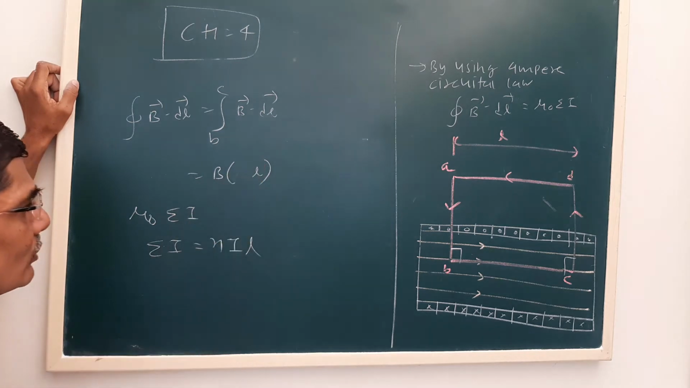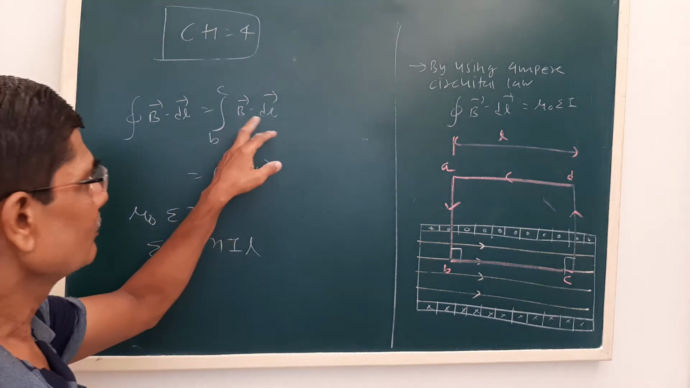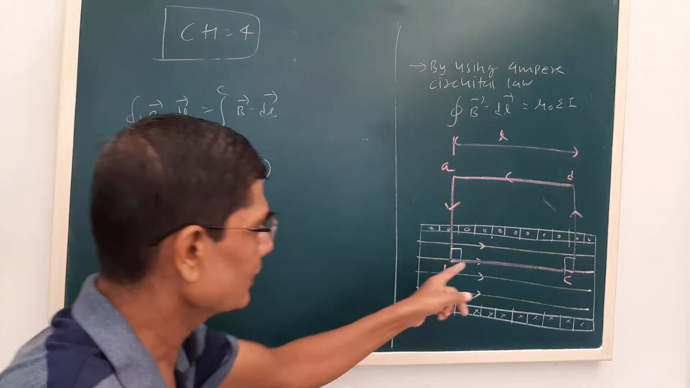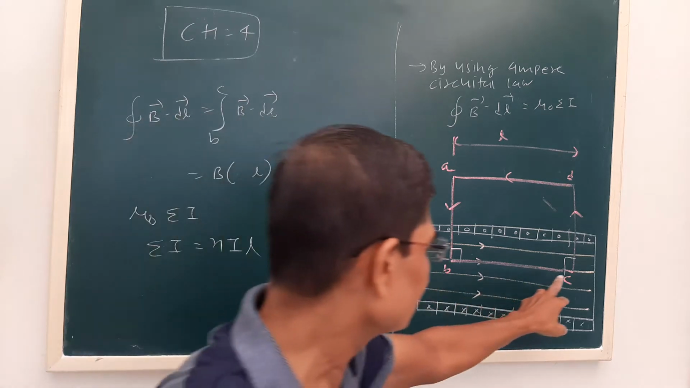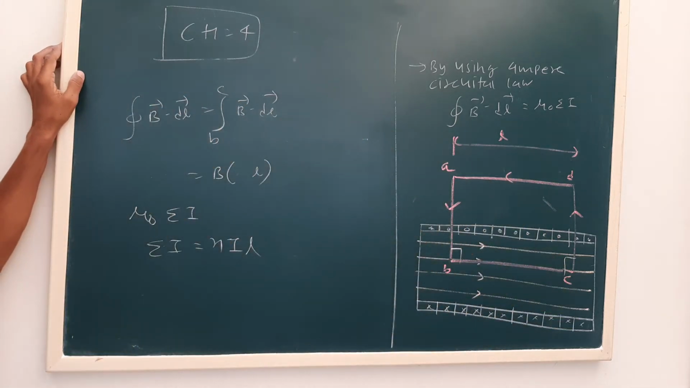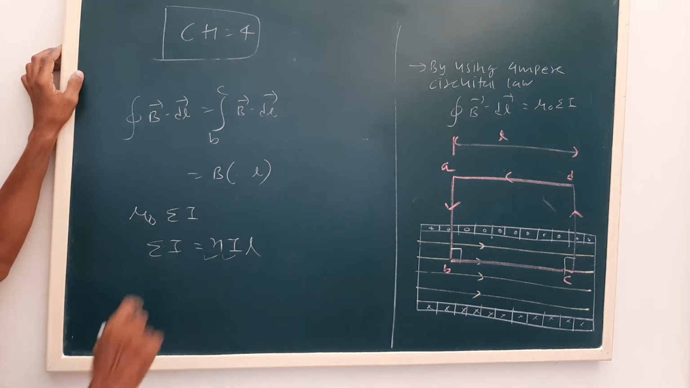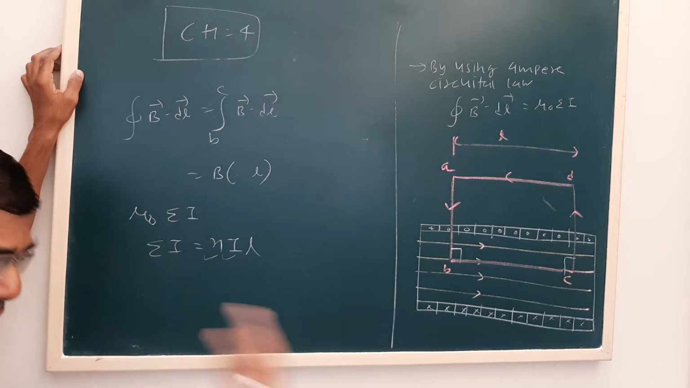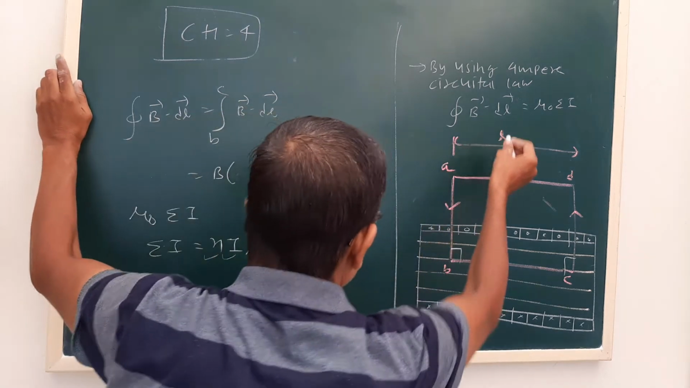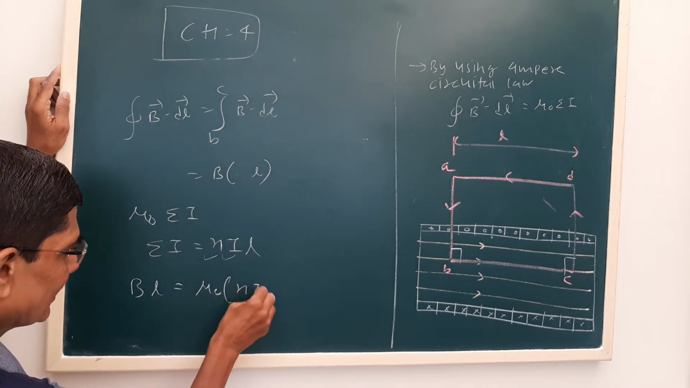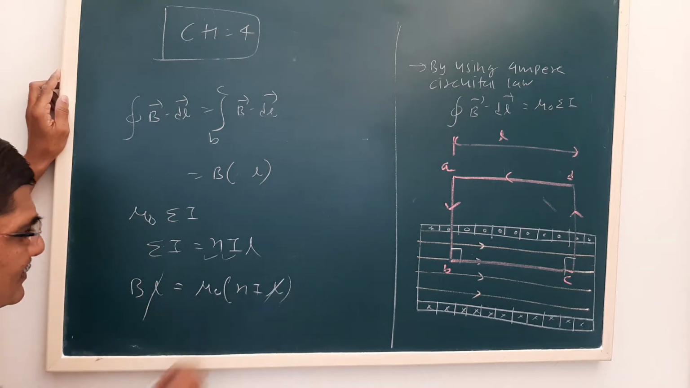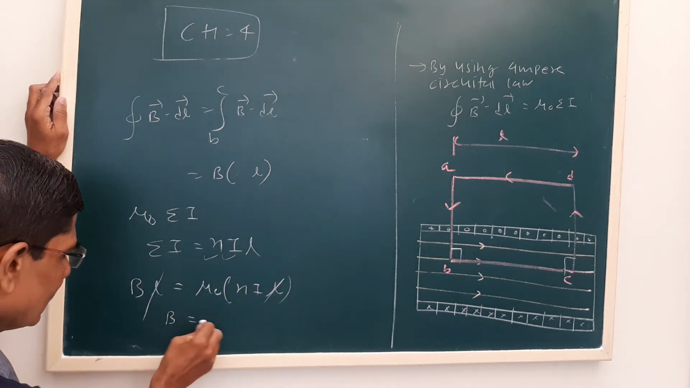Here the length is L only. So B into DL. This part length is L only. So the left hand side will become BL. Why? What is the length of the BC here? Equal to L. And the right hand side, mu 0 into sigma I. What is the total current contributed by N number of turns? Current is I and L is the length. So that will contribute to the total current. So if I compare left hand side and right hand side now, B into L is mu 0 NIL. So this L is cancelled, it is mu 0 NI.